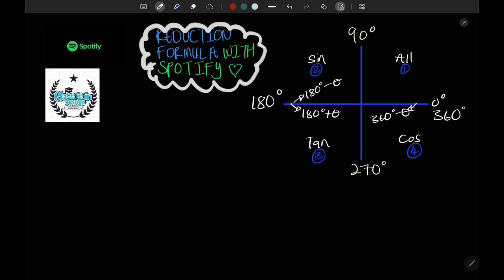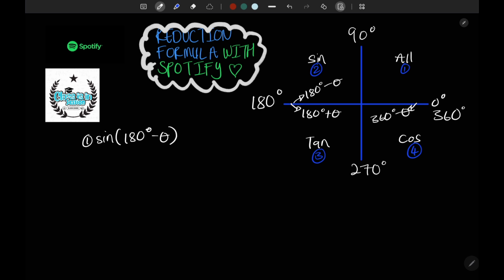Now, if you still don't get what I mean, that's okay. Let's do a few examples. And after this lesson, I guarantee you that you will understand how the CAST diagram works. So let's start with the first example. Let's do sine of 180 degrees minus theta.